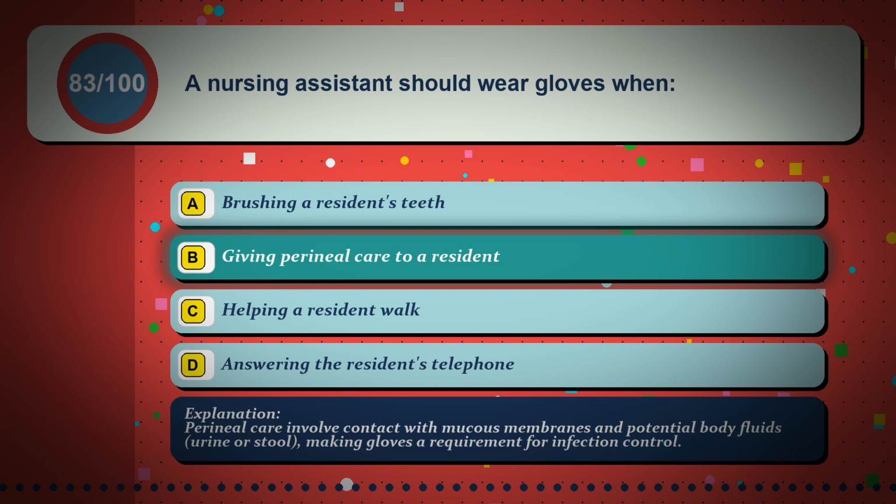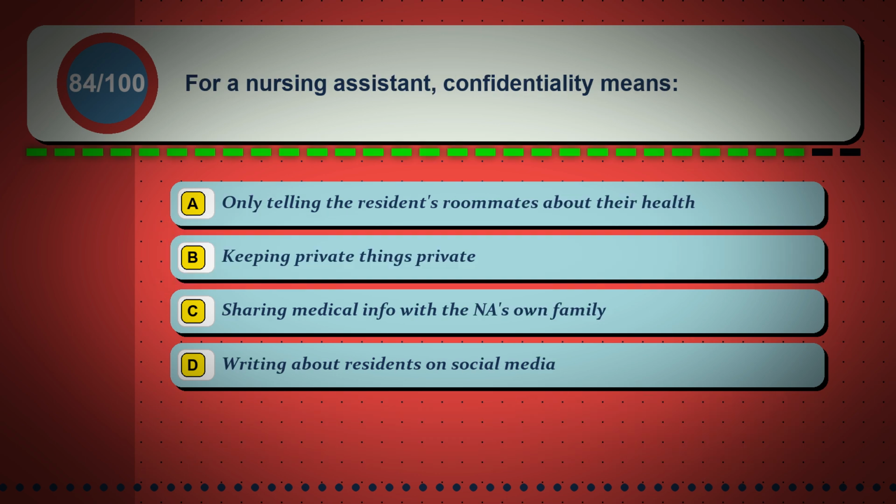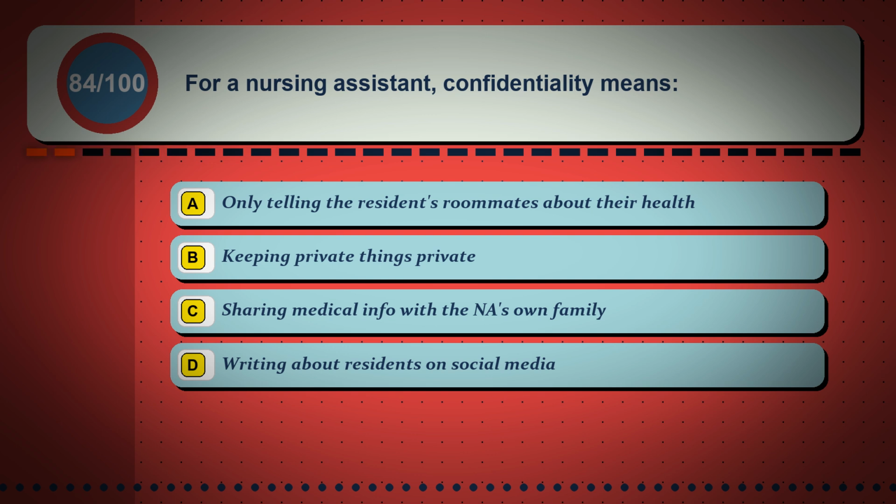control. Question 84. For a nursing assistant, confidentiality means: Option A. Only telling the resident's roommates about their health. Option B. Keeping private things private. Option C. Sharing medical info with the NA's own family. Option D. Writing about residents on social media.